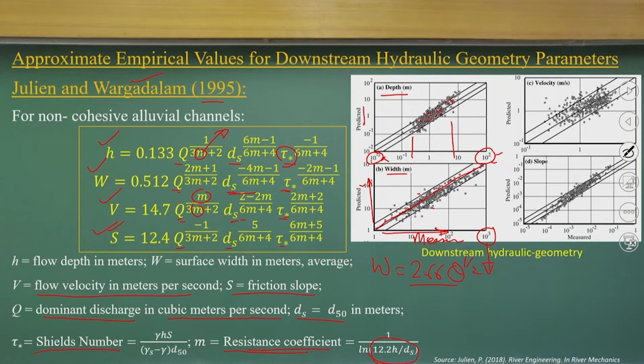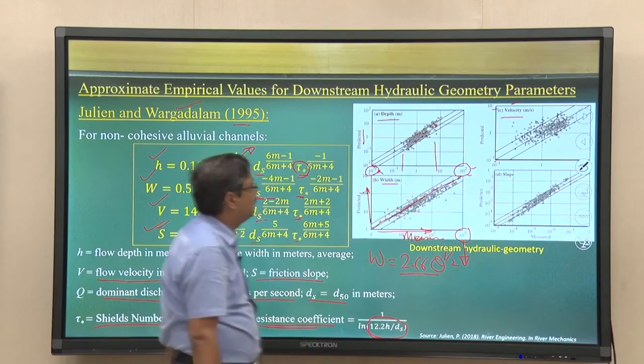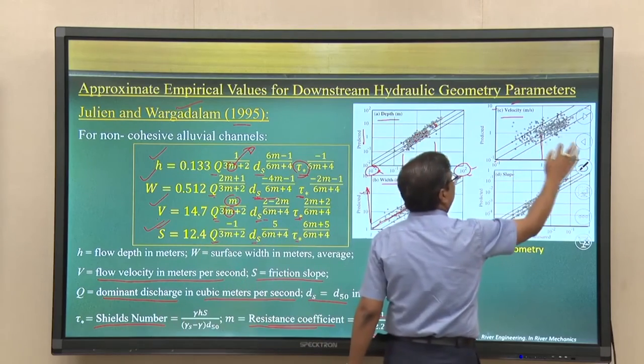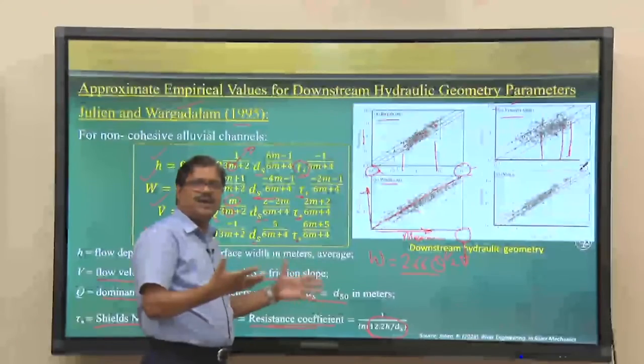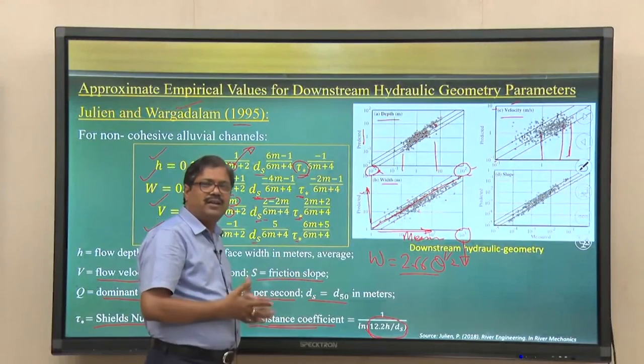So, with this, Julien and Wargadalam's relationship in terms of flow depth, width, velocity and friction slope, we can see the velocity has much more variability, from 1 meter per second up to 10 meters per second. That is the maximum velocity that can happen. It can have 4 or 5 meters per second. So, as I said earlier, this is the maximum velocity you can design for river training works.